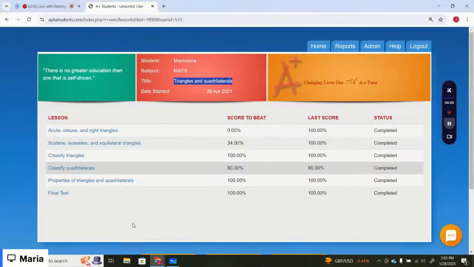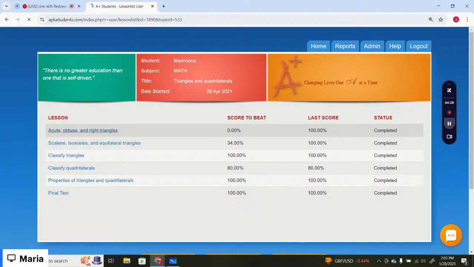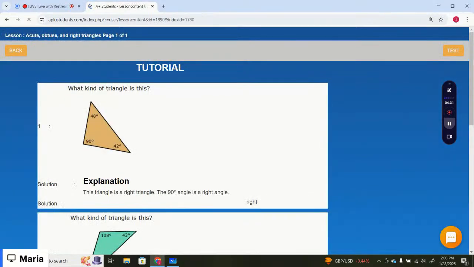Here I'm on grade 5 math. The chapter we are on right now is triangles and quadrilaterals. Let's start with the first lesson, that is acute, obtuse and right triangles. You can classify triangles according to their angles. So just look at the first example. What kind of triangle is this?